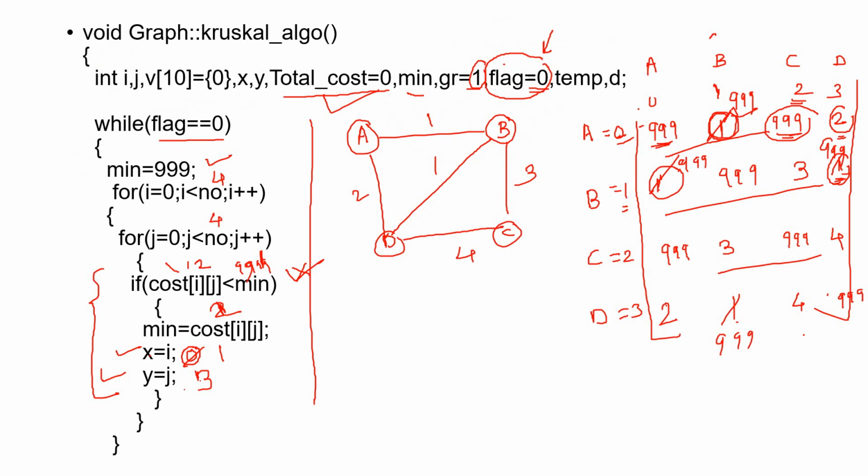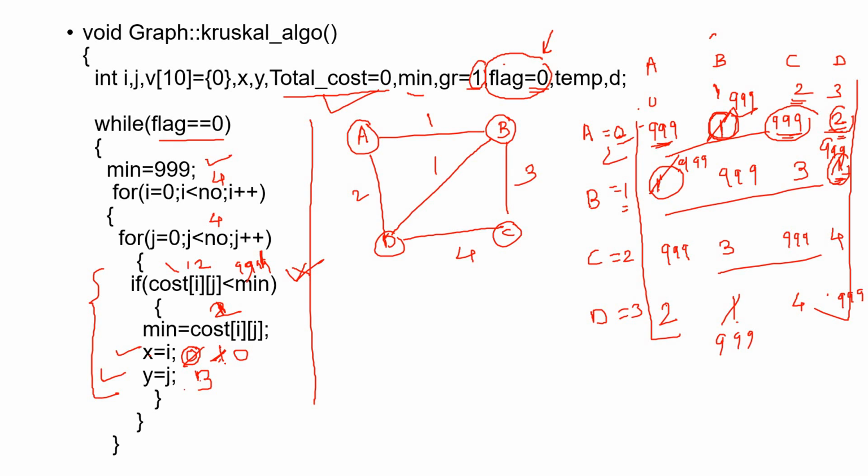So again it will start from this flag. Now minimum is equal to 999. After that i is equal to 0, i less than 4, j is equal to 0, j less than 4, and cost of 0 0. Again among all these, which one is minimum? 2 is minimum. With the help of this condition we can find out. So among all these 2 is minimum. So when i is 0, j is 3. So x will be equal to 0 and y is equal to 3.